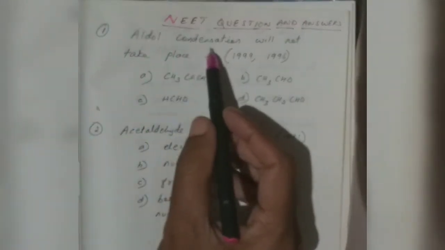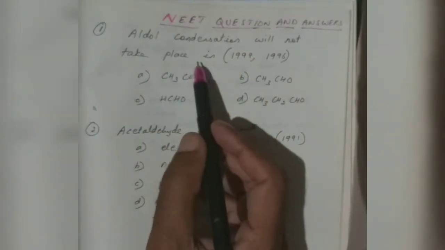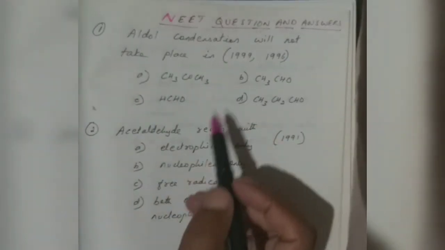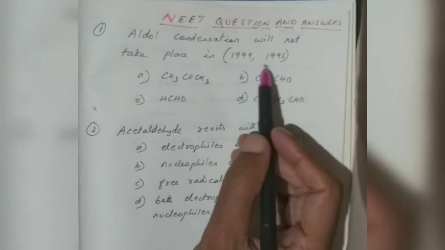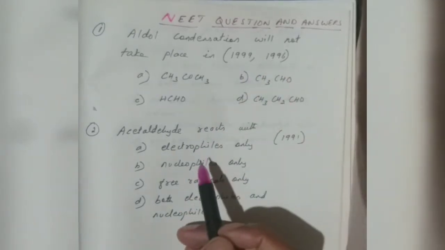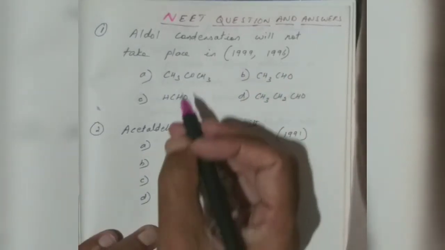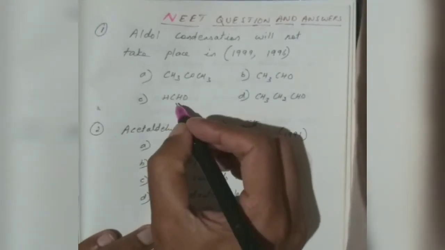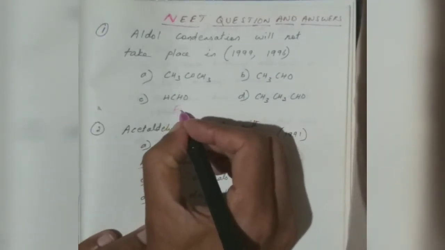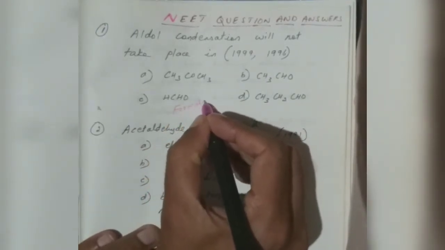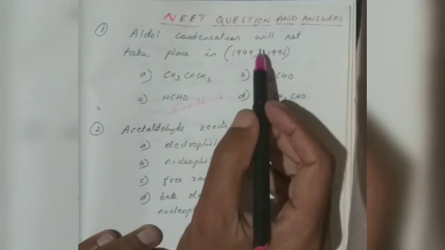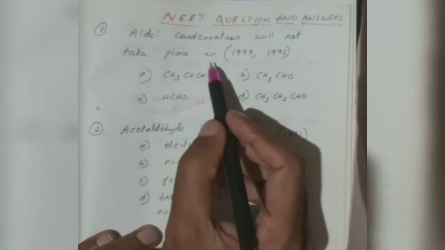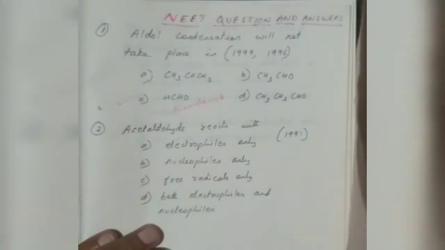Aldol condensation will not take place in the given four options. This question has been asked twice, in 1999 as well as 1996. We know that it's a basic question. This is formaldehyde, and we know that formaldehyde does not have the alpha hydrogen. So Aldol condensation will not take place. So the option we can give is C.